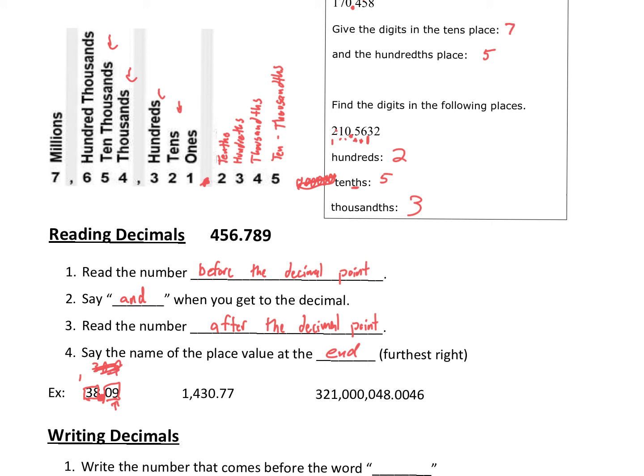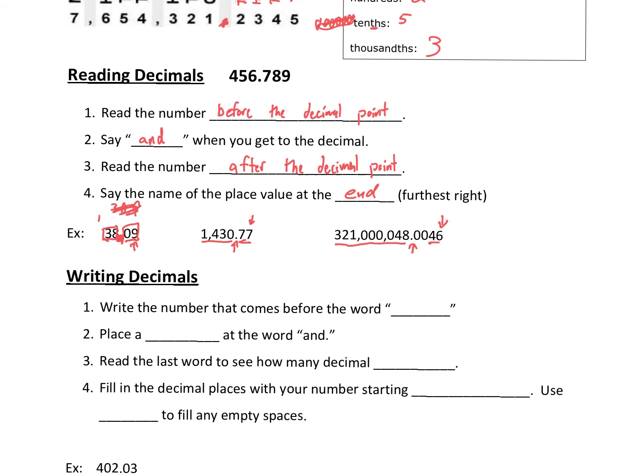Okay, see if you can do this next one here before I do it. Okay, you should have said step 1, 1,430. Step 2, and. Step 3, 77. Step 4, hundredths. 1,430 and 77 hundredths. All right, let's get to this big one. Try it on your own. Okay. 321,048,046 10,000ths. Did you get that? That one's kind of tricky.